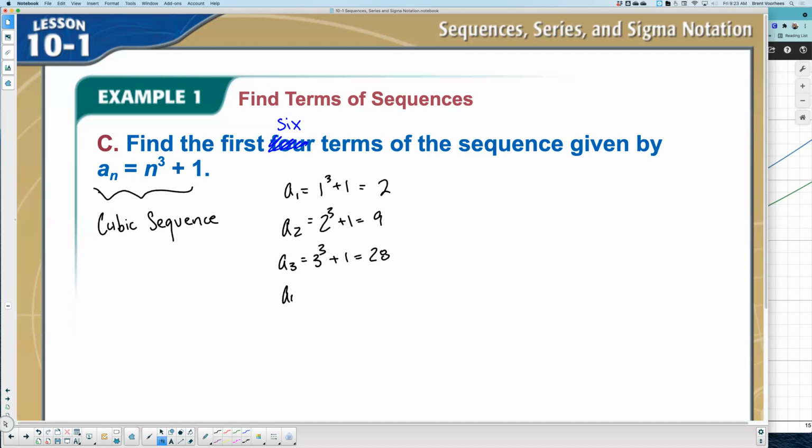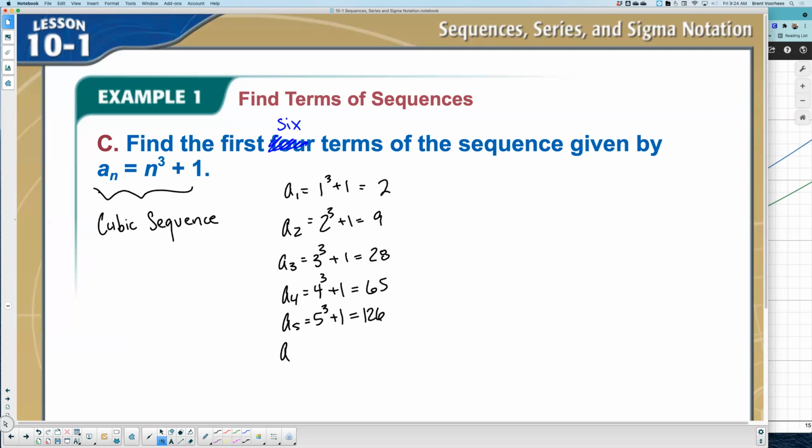Okay, A4. 4 cubed. 4 times 4 is 16 times another 4. 64. Add 1. 65. Could you be typing these in the calculator? Yes. Okay. Here we go. This one might be a little bit harder. 5 times 5 is 25, so you multiply by another 5. It's 125. Add 1. 126.